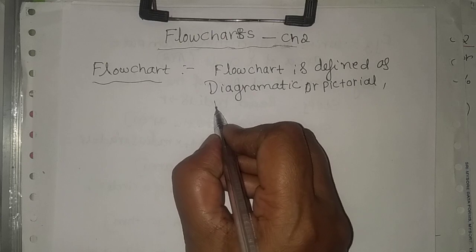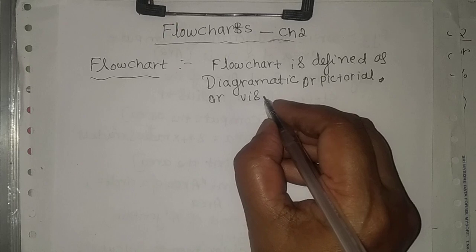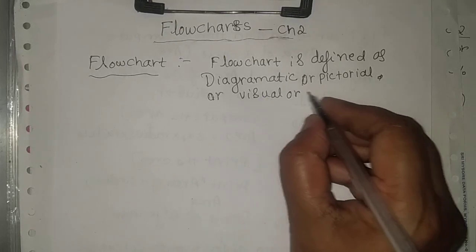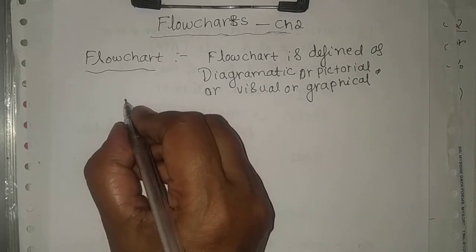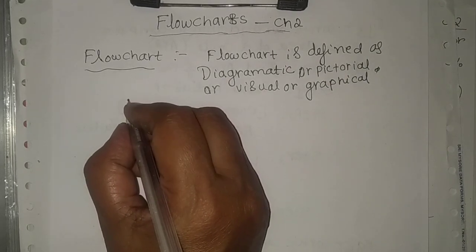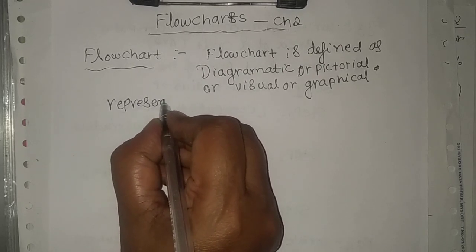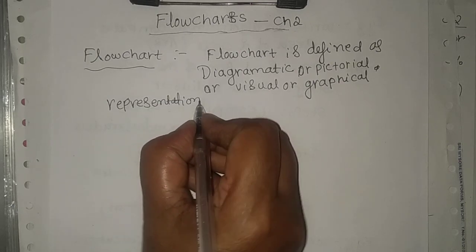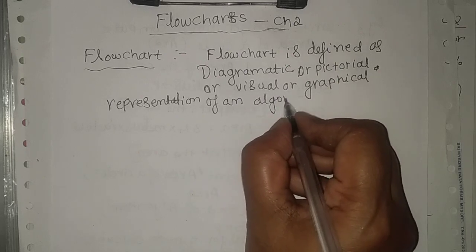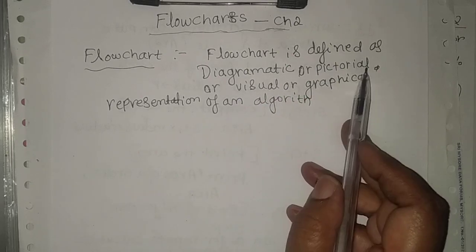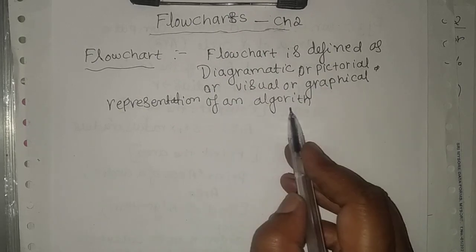So we can write it's also visual or graphical representation of an algorithm. So what is a flowchart? It is defined as a diagrammatic or pictorial or visual or graphical representation of an algorithm.